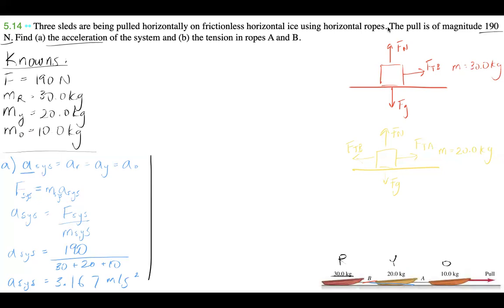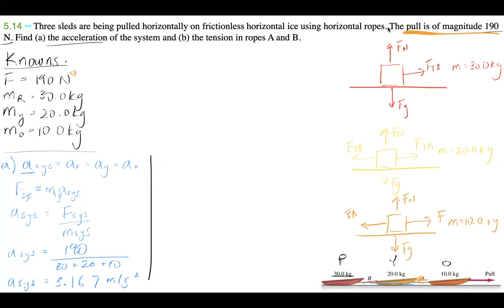And then the mass is 20.0 kilograms. Cool. Okay, and then now for the last sled, the orange sled. Let's go ahead and draw that. FG, FN, FTA, because the force of tension is going to be in this direction. And then just F, the pull, which is F right over here. All right. And the mass is 10.0 kilograms.